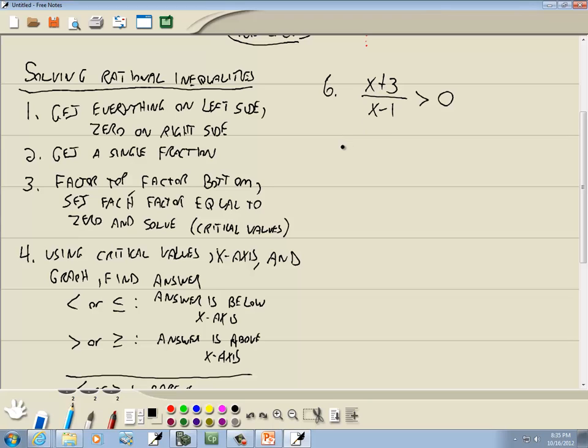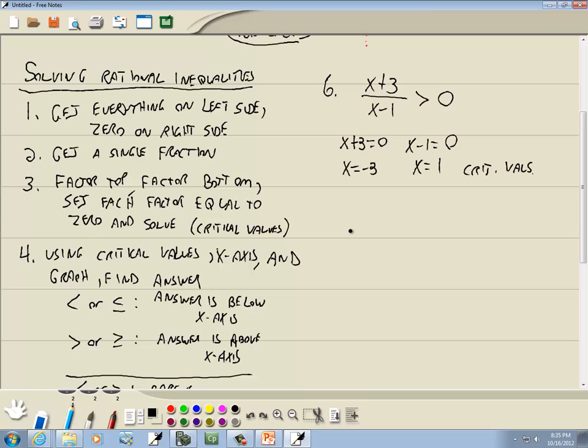Set each factor equal to 0. So let's set the x plus 3 equal to 0, and we'll set the x minus 1 equal to 0. And then solve them. So we get x equals negative 3, and we get x is equal to positive 1. And just like before, these are our critical values.